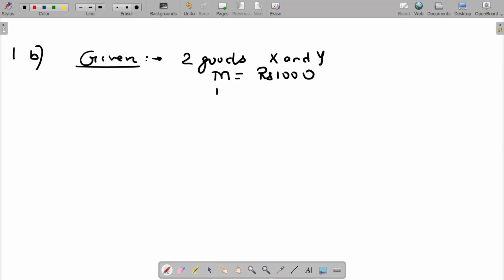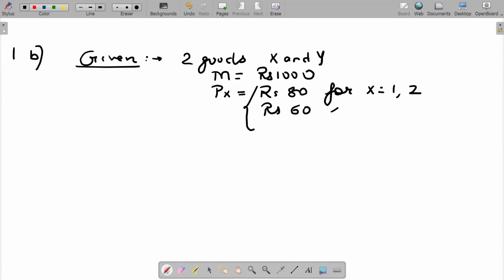We are given that the price of good X is rupees 80 for X equal to the first unit and second unit, and it's equal to rupees 60 for X greater than 2 units. That means for the first unit and the second unit, the price is 80. But for X taking a value greater than 2, the price of X is 60 rupees. The price of good Y is given to us as rupees 50, regardless of the units.